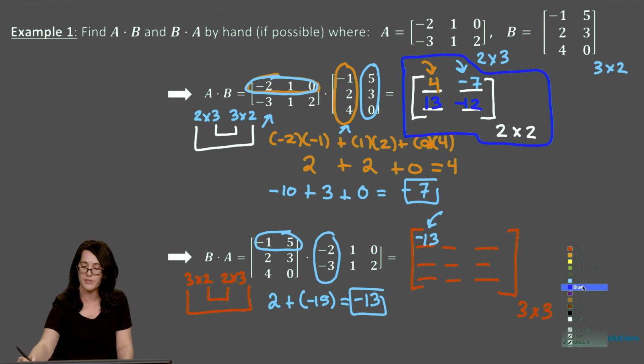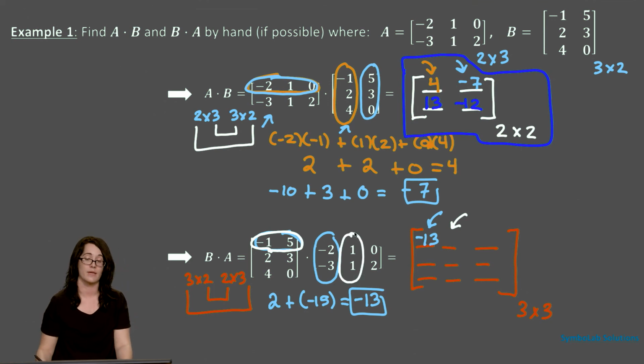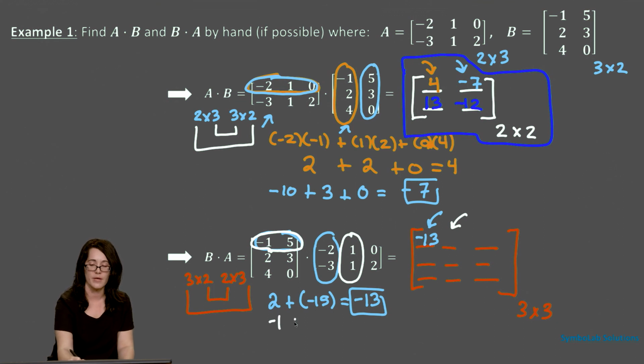Similarly, if I went to find the next entry in row 1, column 2, entry 1, 2, I would be looking at the first row again of B, but this time the second column of A. And what would that be? Well, -1 times 1 is -1, plus 5 times 1 is 5. Did you get 4 for that entry? Good job if you did.